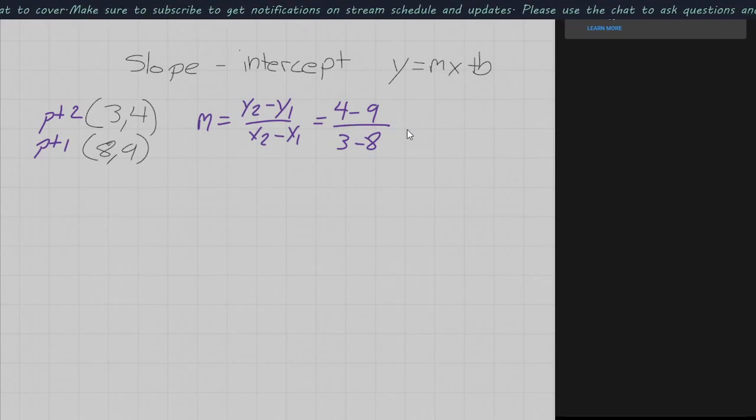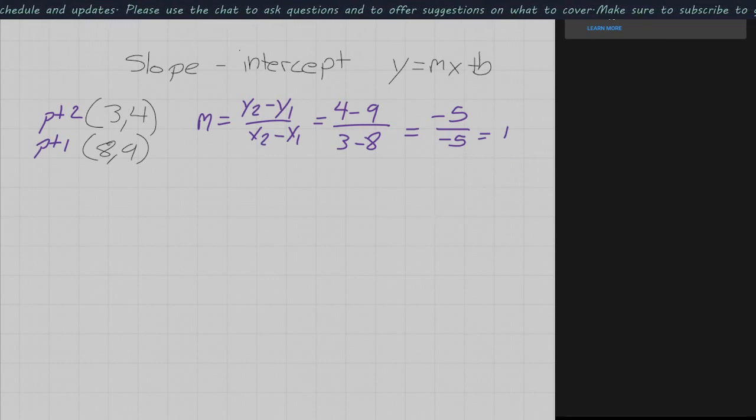So 4 minus 9 is going to be negative 5, and 3 minus 8 is going to be negative 5 as well, and this actually came out to a nice number. So negative 5 divided by negative 5 is just going to be 1. So we have a slope of 1.